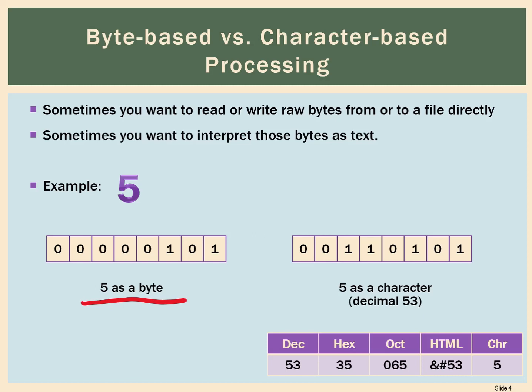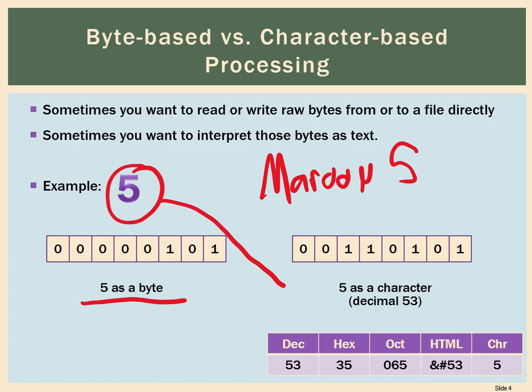But 5 is not always a number with numerical significance. It can sometimes act just like a letter or another character. Consider the band Maroon 5. If I was to store Maroon 5, this would be a string, and 5 would just be a character. It would have no mathematical meaning. In this case, 5 would be stored as a character.